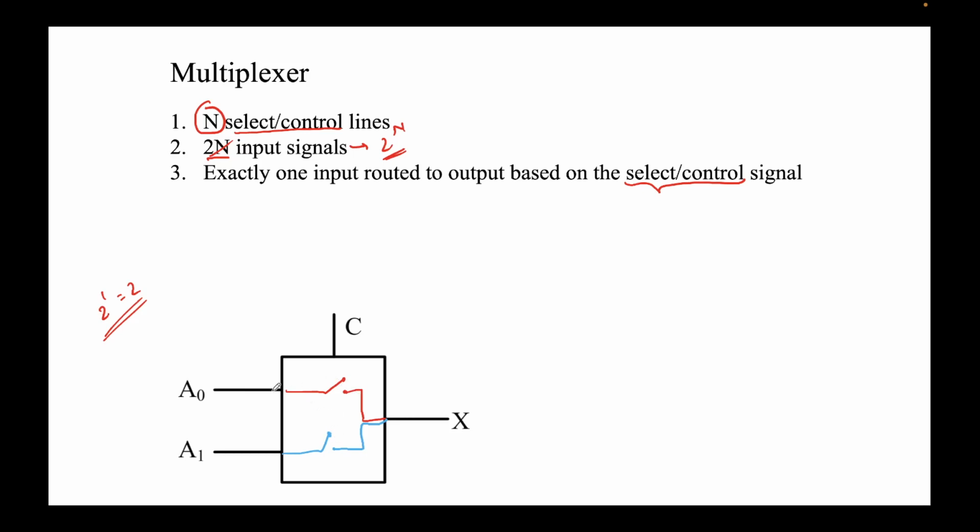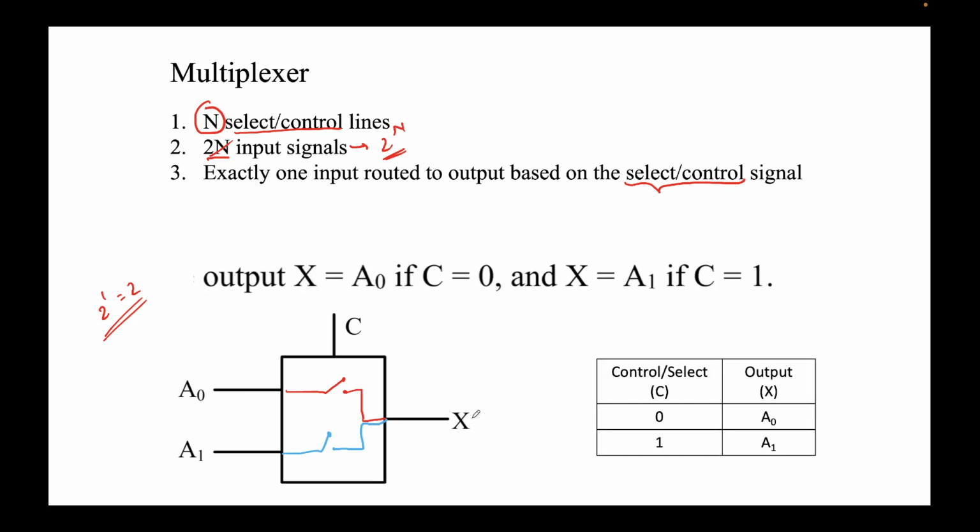So the current, so to speak, you can assume will be flowing only in one of these paths. So either A0 will reach X or A1 will reach X. Both of them cannot reach X simultaneously. This is why the name multiplexer. So out of many inputs, only one input will be able to reach the output. And that's the whole game.